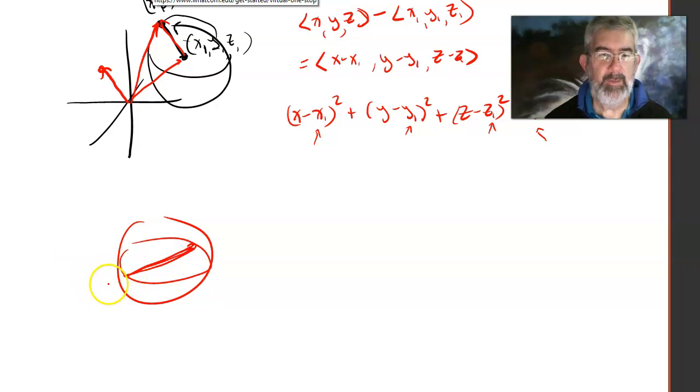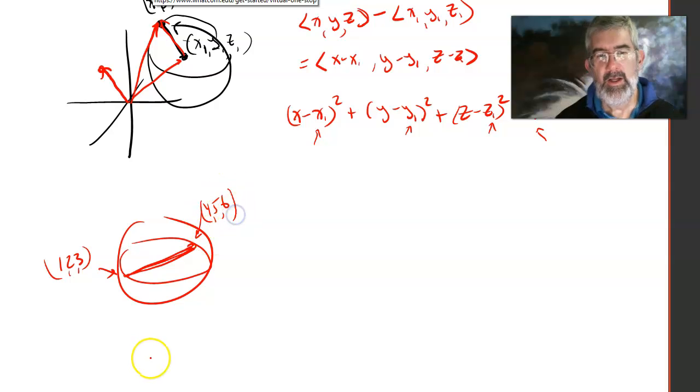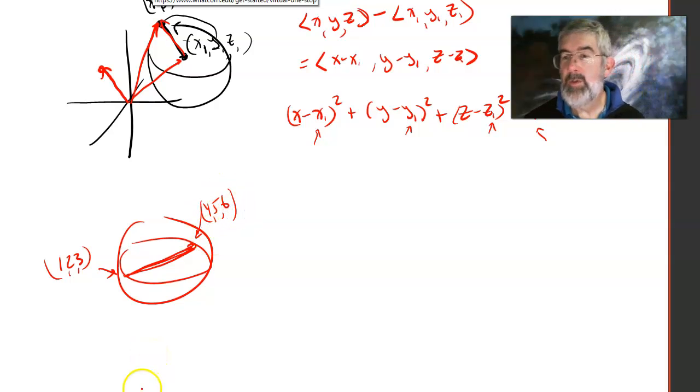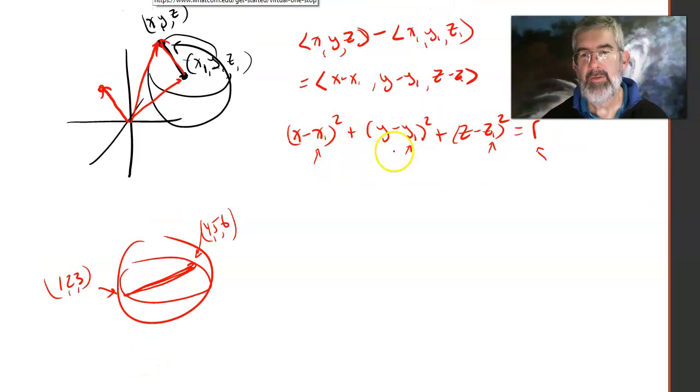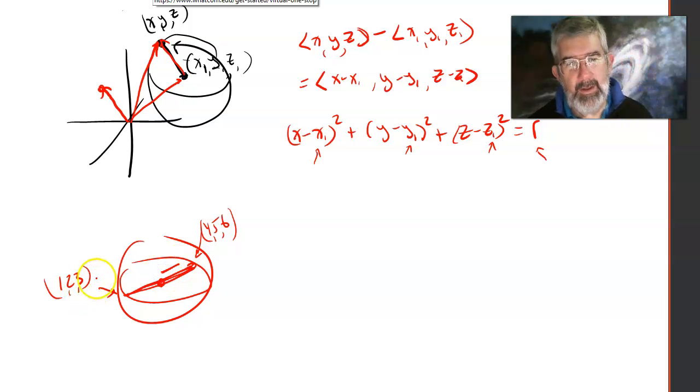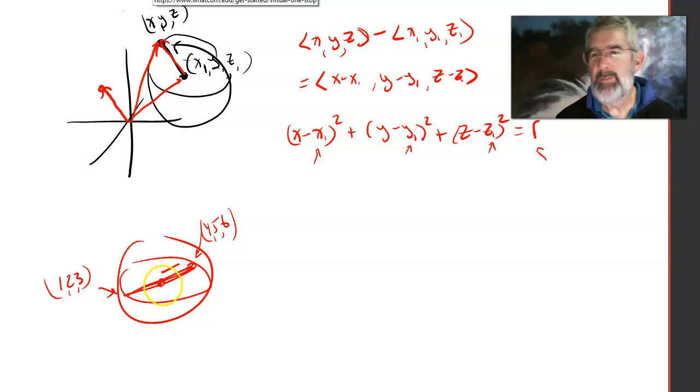So let's suppose this is the point (1, 2, 3), and this over here is the point (4, 5, 6). Can we come up with the equation of that sphere? Well, to come up with the equation of the sphere, I need to know a center and a radius. So I have to find the point in the middle, and then I have to find this distance.